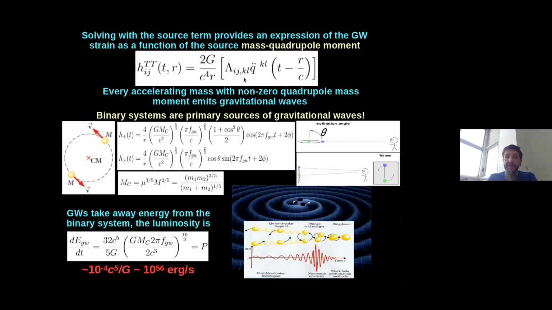Now, in the binary, the gravitational waves take away energy from the system, and again, it's not too difficult to work out what the energy is. You might have seen this calculation in the previous lectures. What you find is that the energy taken away by the system is given by this formula here. And again, you see this proportionality to the chirp mass to the 10/3 and to the gravitational wave frequency also to the 10/3.